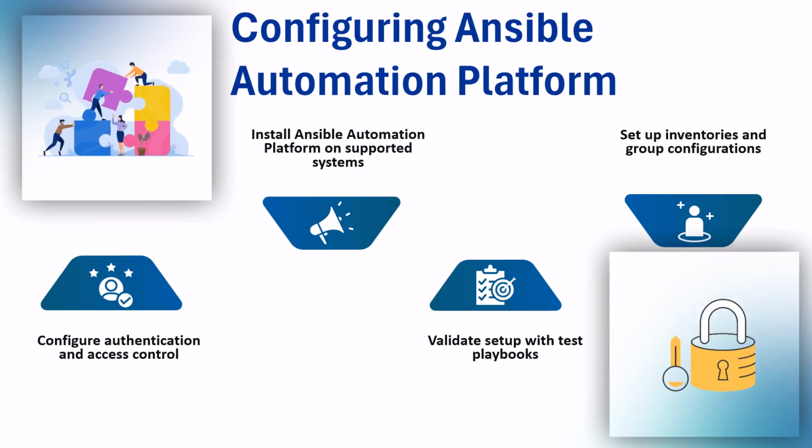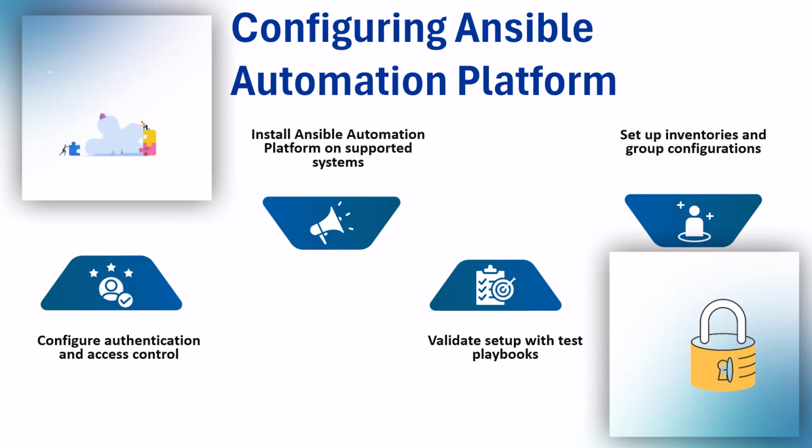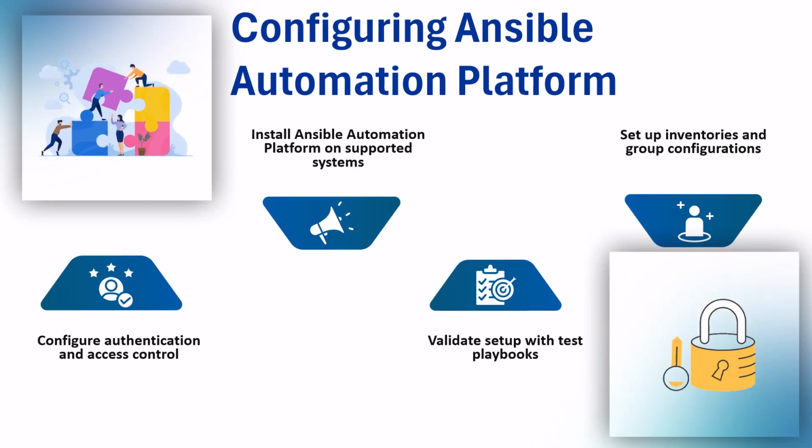All right, folks, let's get our automation engine up and running. First, we install the Ansible Automation Platform. No magic, just well-documented steps. Then, we define our inventories, because automation without structure is like a recipe without ingredients. Configuring authentication keeps unauthorized users from making mischief. And finally, we validate our setup with test playbooks. Because what's automation without a little double-checking?